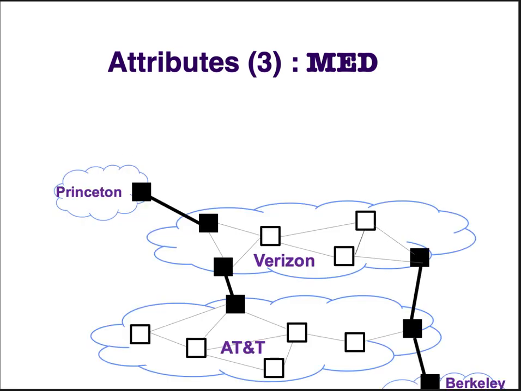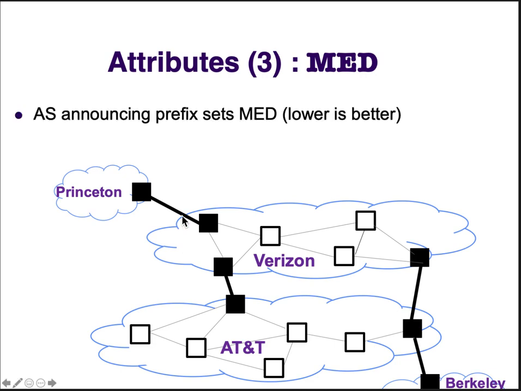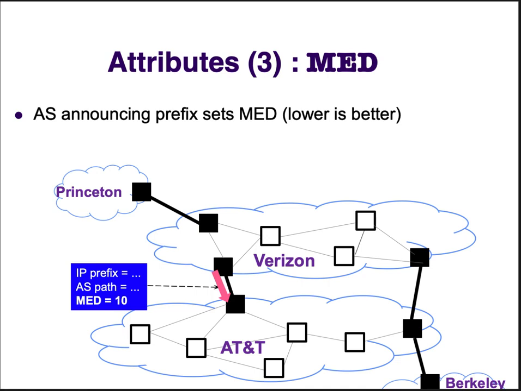Okay, so let's go back to that picture here. We had, in this case, the AS that's announcing the prefix. This is Verizon advertising Princeton's prefix, and it has these two links over which it's going to advertise it. One on the East Coast, one on the West Coast. The way it's going to use MED as an attribute is, when it advertises the route over the East Coast, it's going to say, and again, the exact values don't matter, here's the prefix, here's the AS path. This advertisement has a MED field of, let's say, 10.